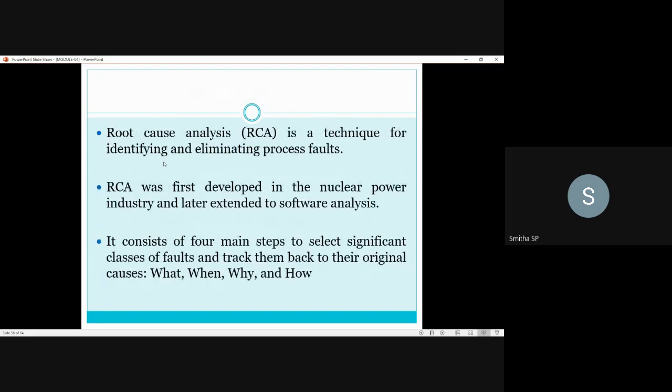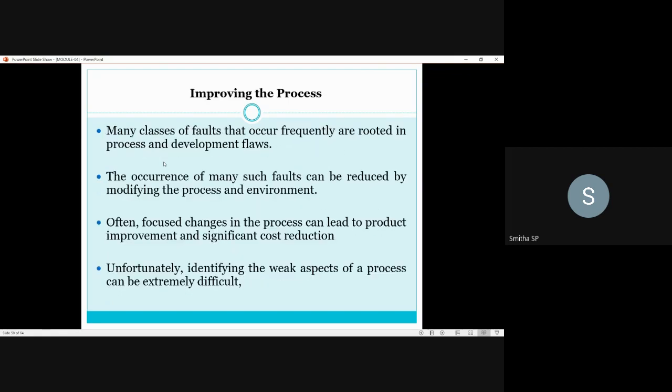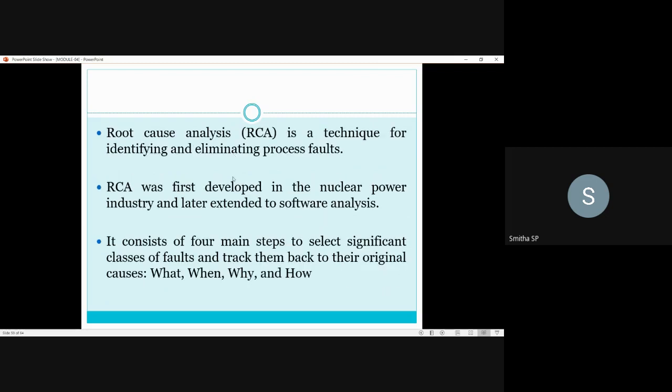And next, as I said, the process you incorporate for the development of software has faults rooted in that process itself and in the development flaws. Now, to identify those faults, you have to follow a technique that we call root cause analysis, that is RCA. RCA is nothing but root cause analysis. It is a technique for identifying and eliminating the process faults. RCA was first developed in the nuclear power industries and later extended to software analysis.